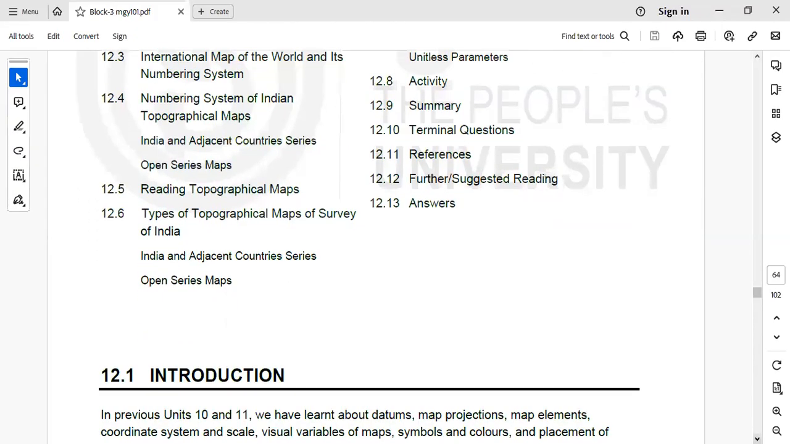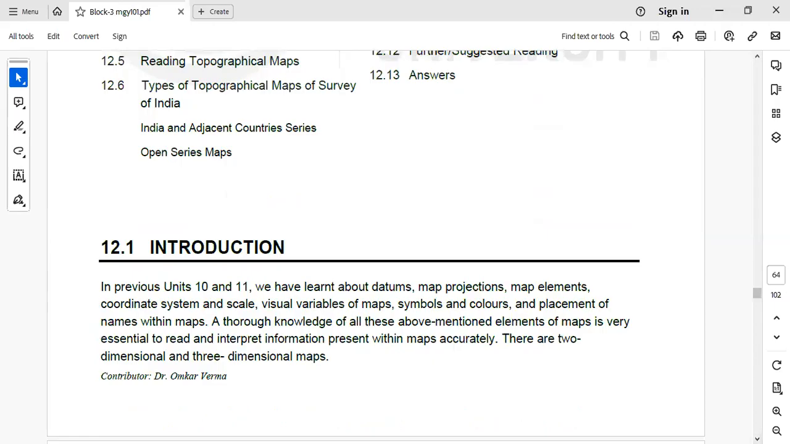So in the last 2 units, we studied the datums, map projections, map elements, coordinate systems, scale, symbols, colors, map features, the elements of the maps. So all these things are very important for studying the map or getting the useful information from the map.